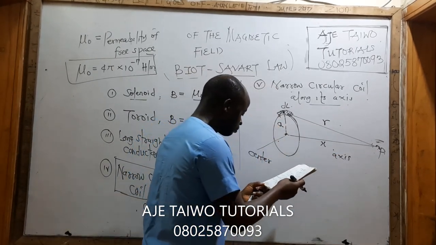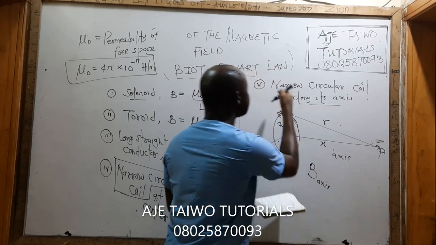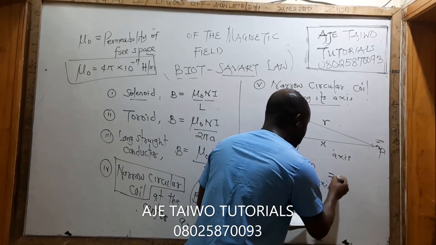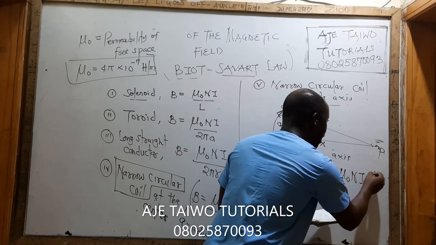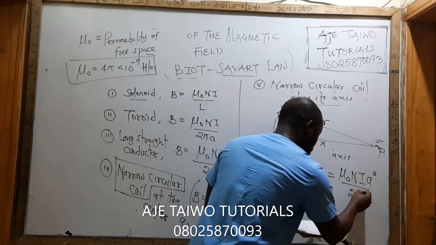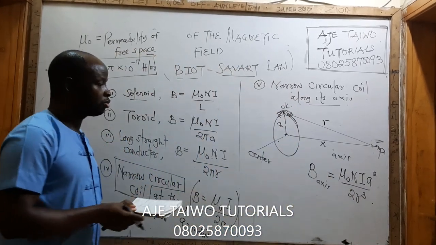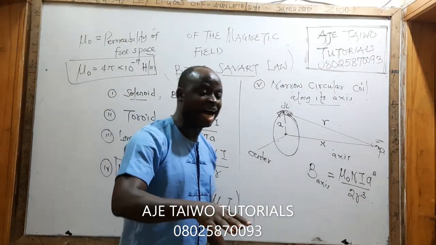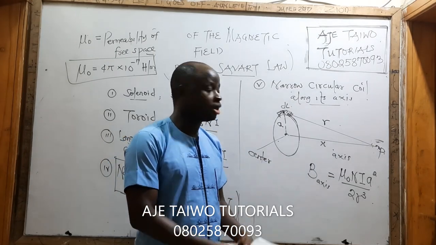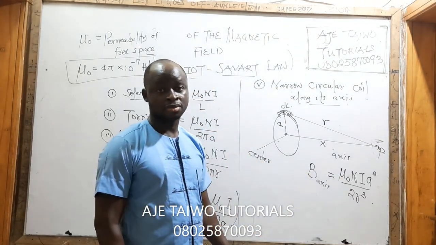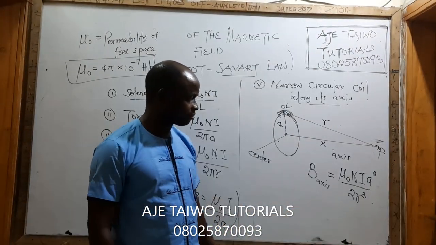The magnetic field along the axis for this narrow circular coil is given as mu naught N I A squared all over 2R raised to power 3. That means I have solved the Biot-Savart equation. I have integrated the Biot-Savart equation and I got this. That's the meaning. I integrated it and I got this. You just know it.